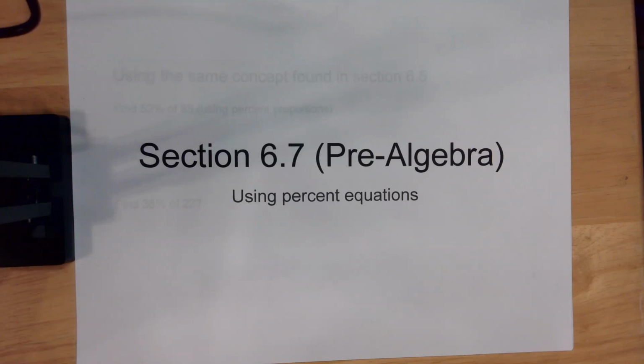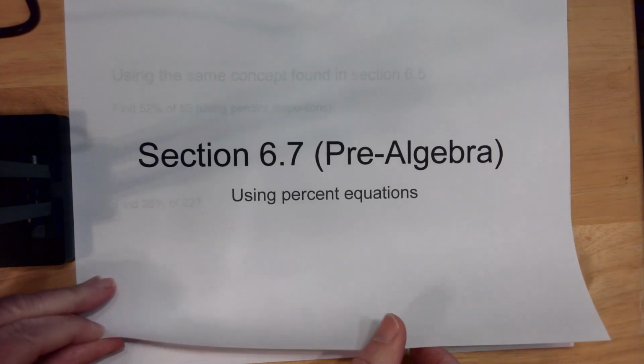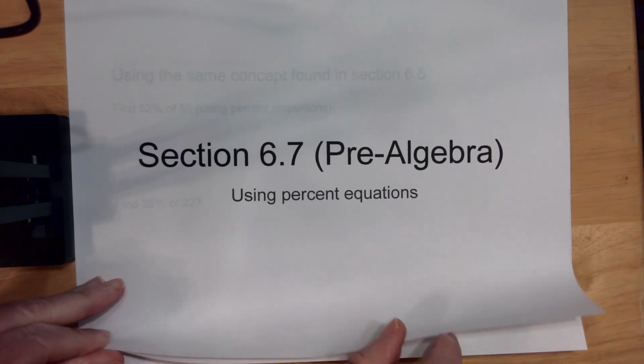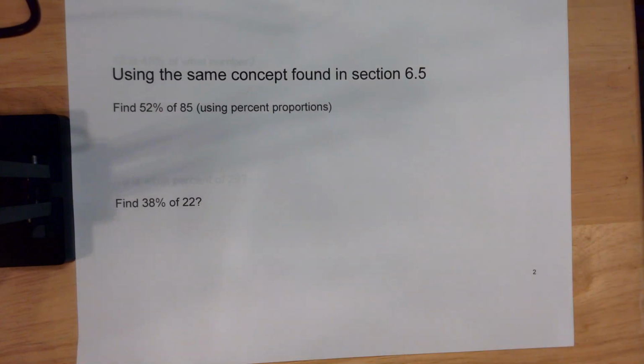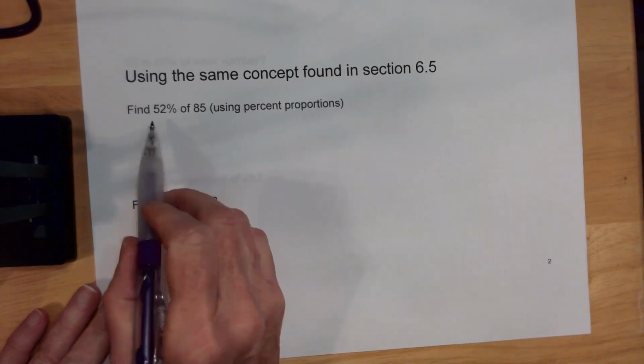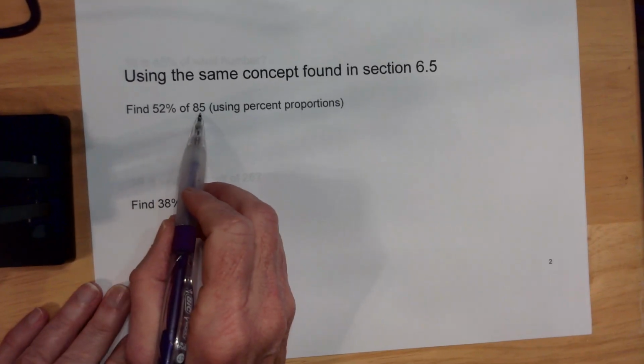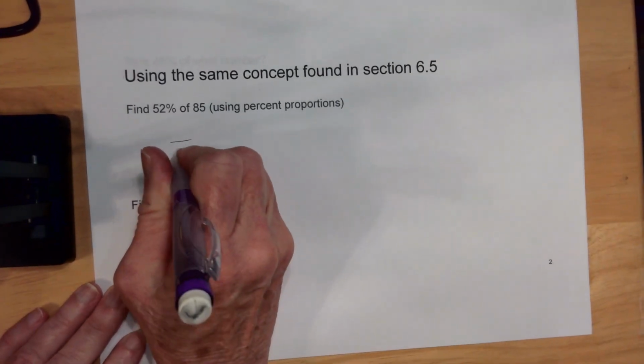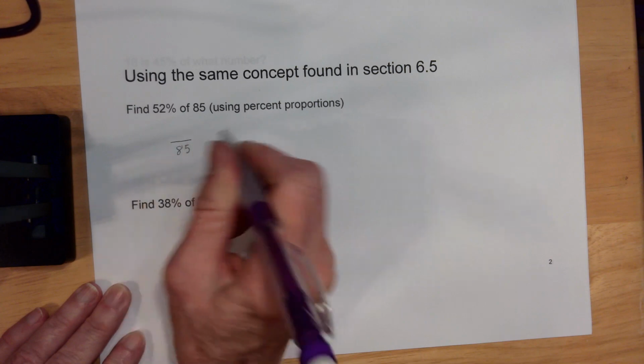Section 6.7 has to do with using percent equations. It is very tied to section 6.5. In fact, it can be done the exact same way. You're using the same concept that you find in there. So if you're doing this problem, find 52% of 85. Remember, the number after of goes on the bottom.